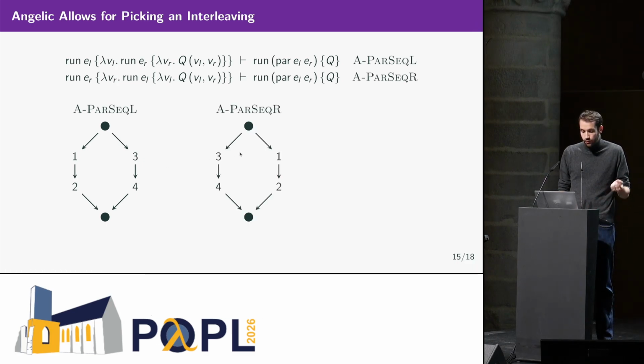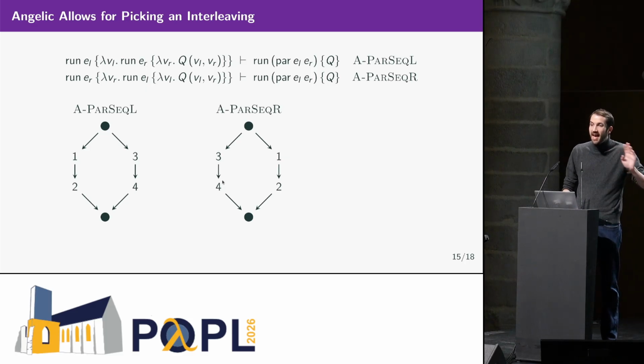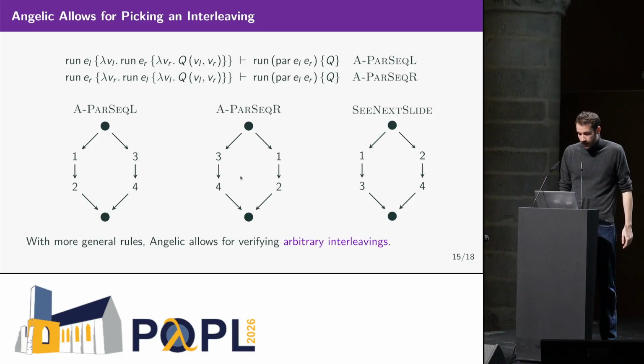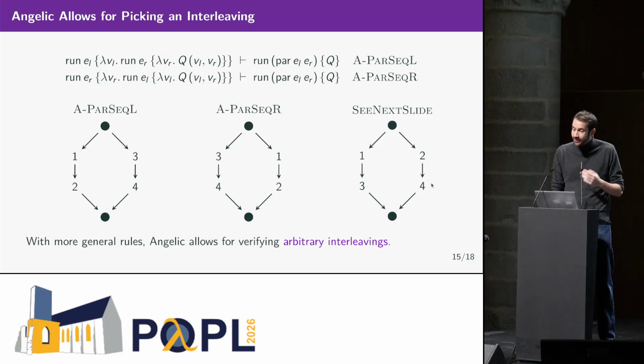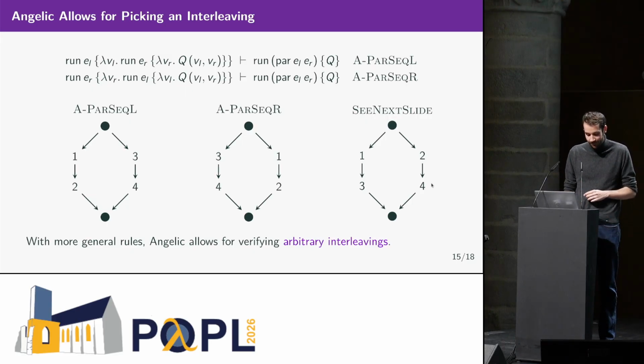So to do first the right-hand side here, ER, and then the left-hand side, EL. So do 1, 2, 3, 4. But Angelic really allows you to pick any possible interleaving. So for example, you can do 1, 2, and then 3, 4. And we have some general rules for doing that.